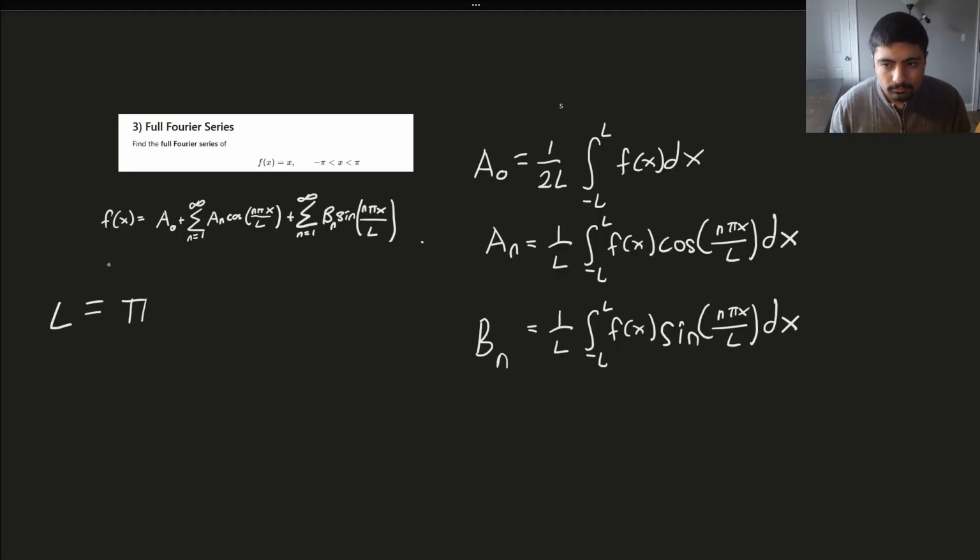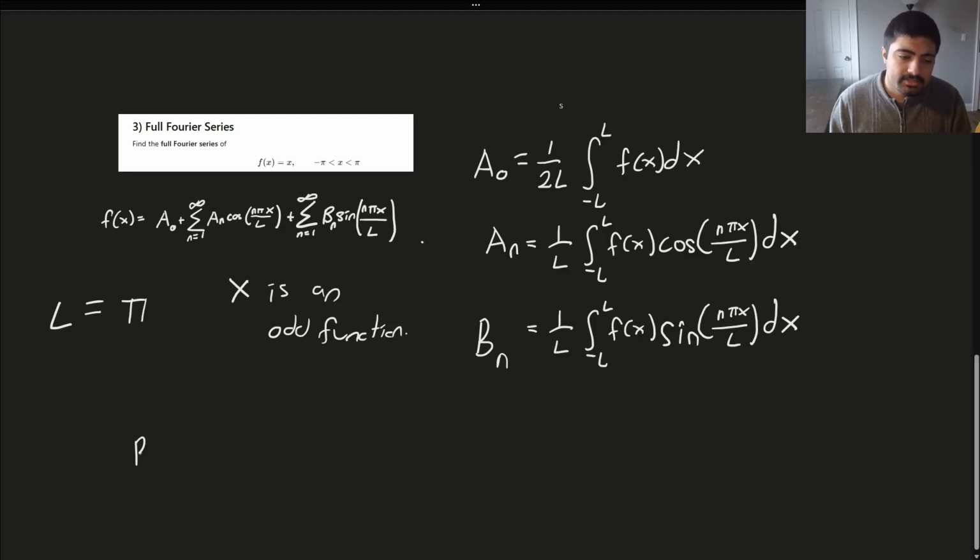Okay. And other than that, another important piece of information is that x is an odd function. X is an odd function. So what does that mean? We're not going to have an a sub 0 or a sub n terms. We're only going to have a b sub n term. So if we go ahead and use it, we would have b sub n.